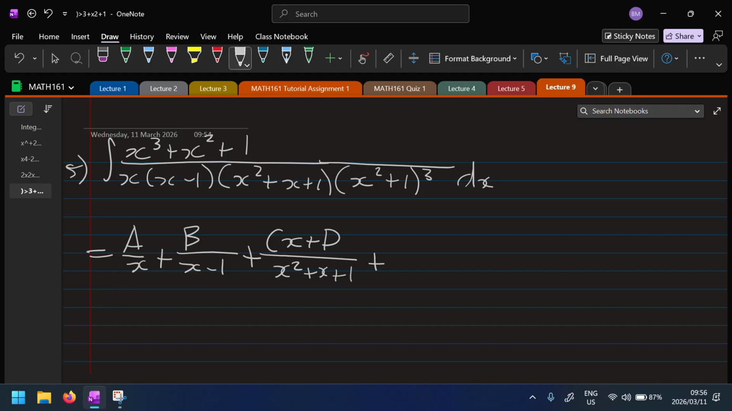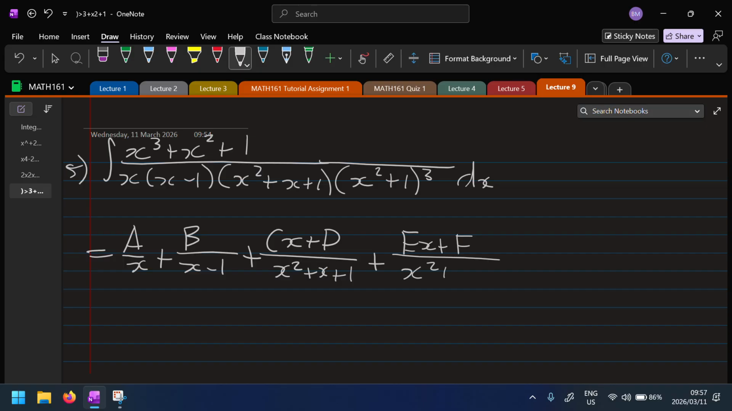Next one, a little bit tricky. It's an irreducible quadratic, but it's repeated 3 times. So we're going to have 3 terms because of the repetition. It's also quadratic. So the top part is not just a constant. Right, so you need to put all the stuff together that we've done so far. So what do we get? Ex plus f over x squared plus 1. Good.